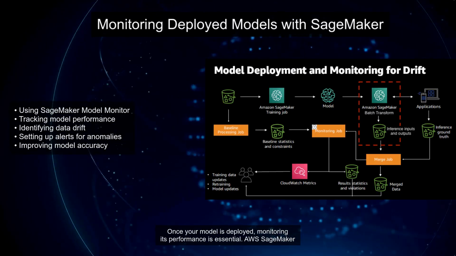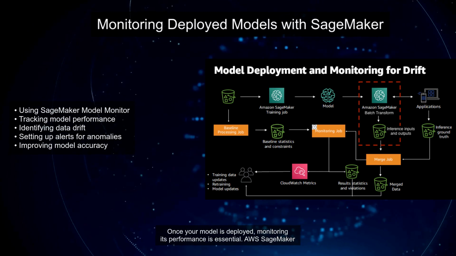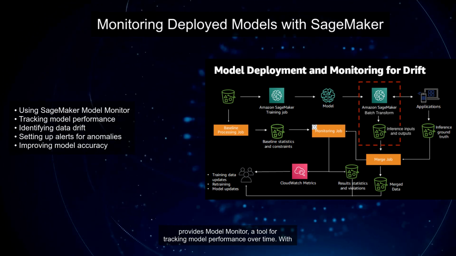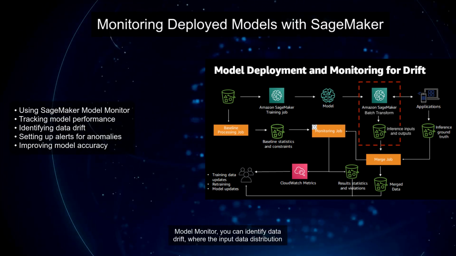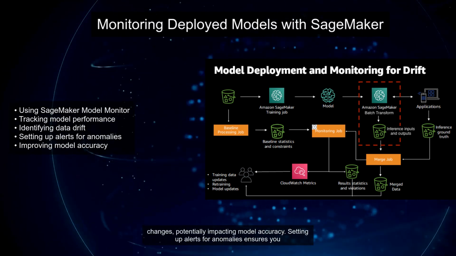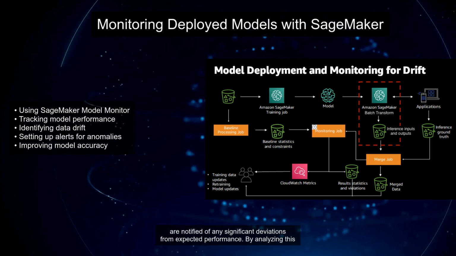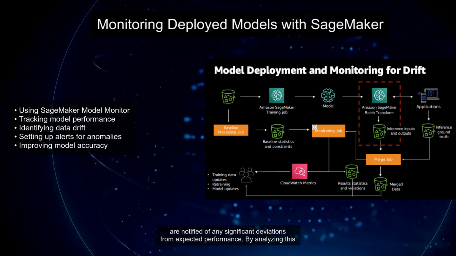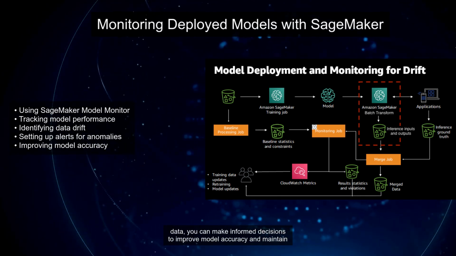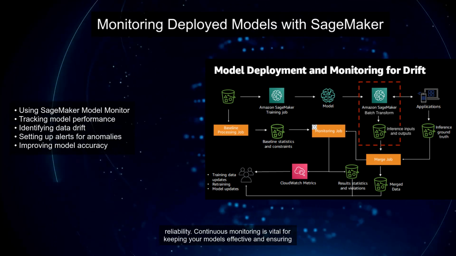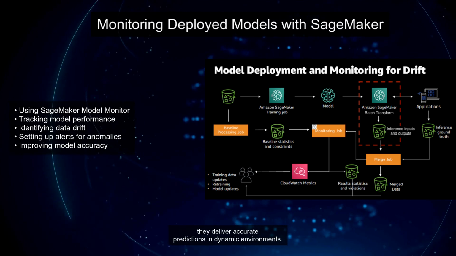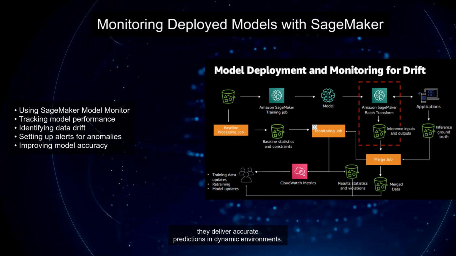Once your model is deployed, monitoring its performance is essential. AWS SageMaker provides Model Monitor, a tool for tracking model performance over time. With Model Monitor, you can identify data drift, where the input data distribution changes, potentially impacting model accuracy. Setting up alerts for anomalies ensures you are notified of any significant deviations from expected performance. By analyzing this data, you can make informed decisions to improve model accuracy and maintain reliability. Continuous monitoring is vital for keeping your models effective and ensuring they deliver accurate predictions in dynamic environments.